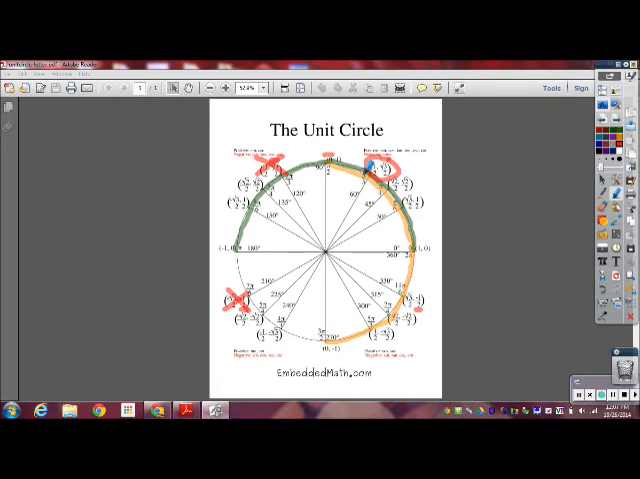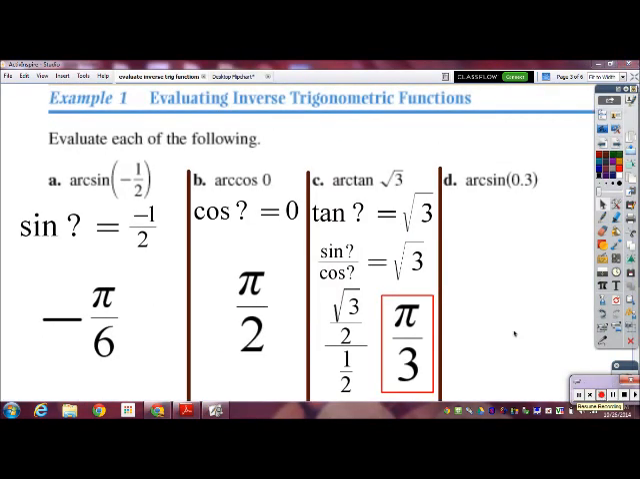and that's at pi over 3. Remember, tangent's domain is not restricted, so it really doesn't matter as far as does the radian measure fall between negative 1 and 1. That's not a restriction for tangent. The only restriction is that we had to use the right half of the unit circle. So our answer would be pi over 3. So arc tangent of square root of 3 equals pi over 3.